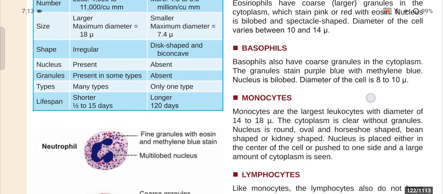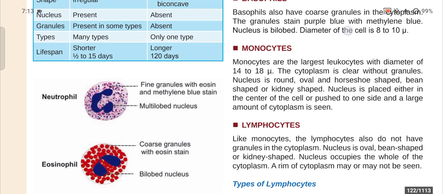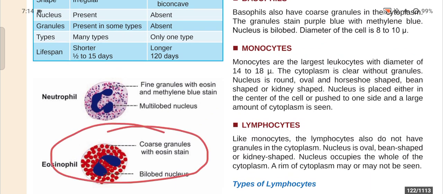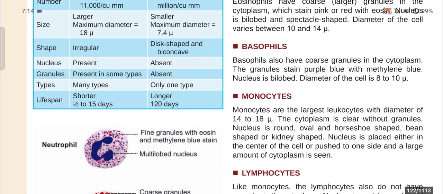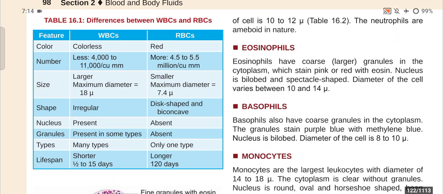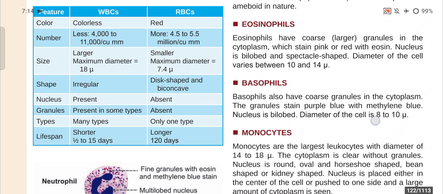So you can see that this is the diagram of the eosinophil, which has coarse granules stained with eosin. Its color is nearly pink or red, and it is stained with eosin stain. The nucleus is bilobed and spectacle shaped, or you may also know it as the headphone shape. The diameter of the cell varies between 10 to 14 micron.